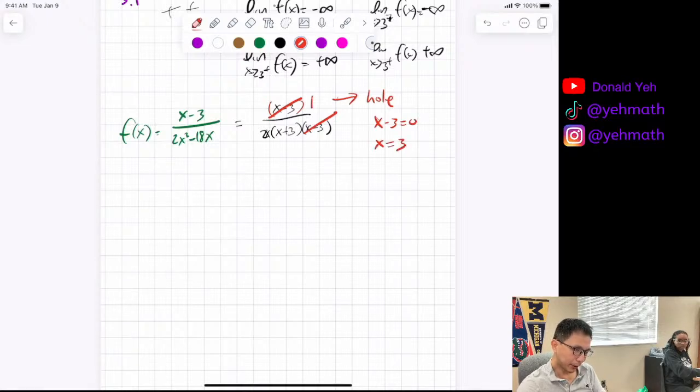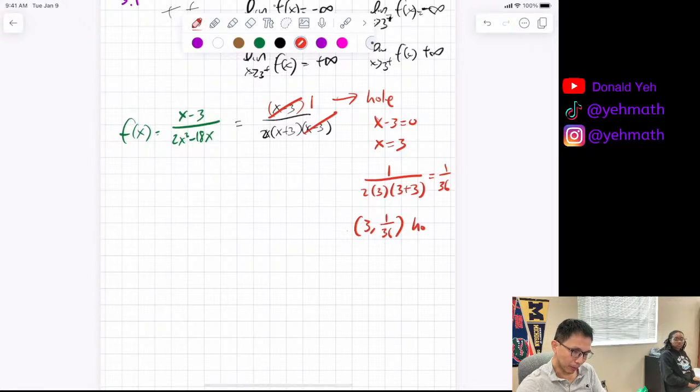Can I plug in the 3? 1 over 2 times 3 plus 3. So that's equal to 1 over 54? No, 6 times 6. 36? Okay, so 1 over 36. 3 and 1 over 36 is the hole, or removable discontinuity. I will find that first.